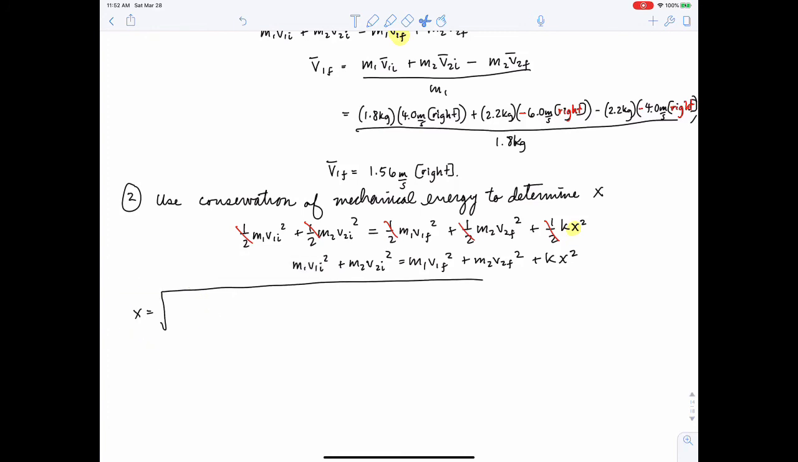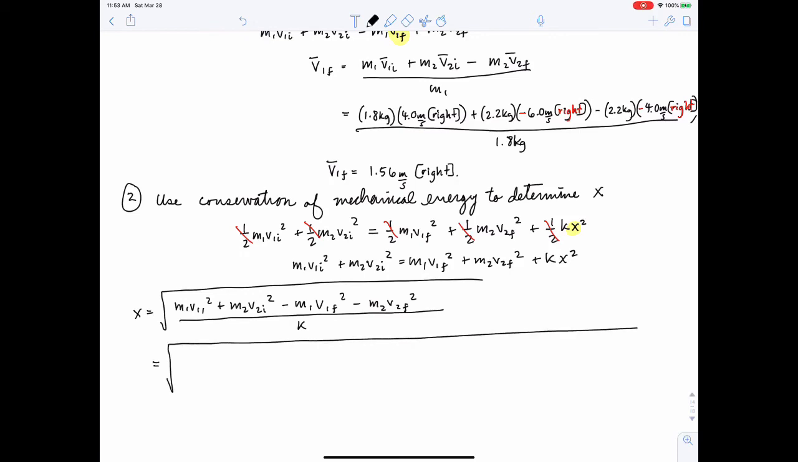Move this over to the left if you haven't started writing, because we'll need more room to solve this. Of square root of m1 v1 initial squared plus m2 v2 initial squared minus m1 v1 final squared minus m2 v2 final squared, all divided by k. Let's sub and solve. This will take up even more space.